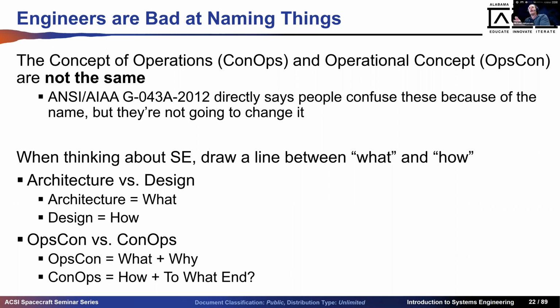We need to start drawing a line in our head when thinking of a system of what versus how. So architecture is what, and design is how. And that's a good way to think about the OpsCon and ConOps. That OpsCon, the operational concepts, is what and why. So this is relating an architecture to stakeholder needs to make sure that an architecture is validated, it's the right thing for the stakeholder needs. The concept of operations talks about the actual operations of what the architecture is doing and how that translates into the design. So that is how and to what end do we care?